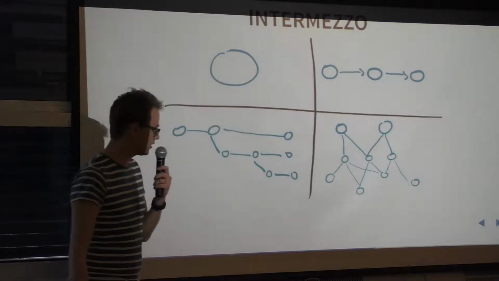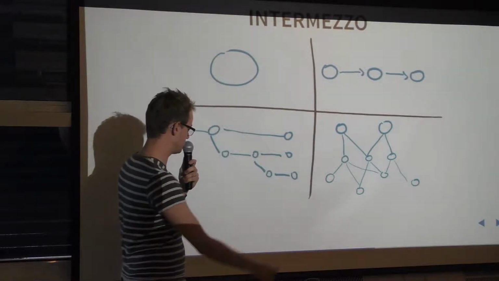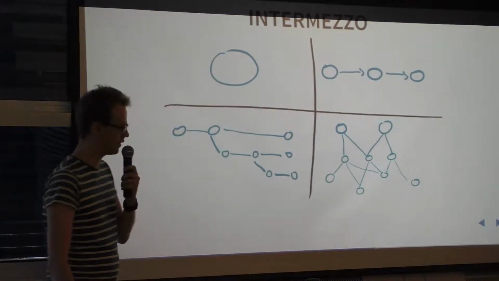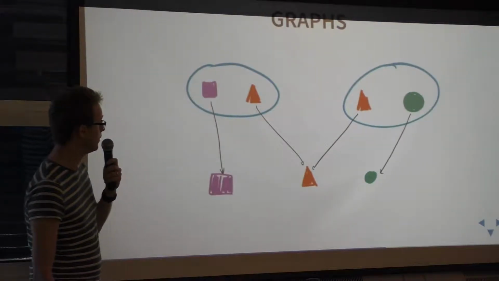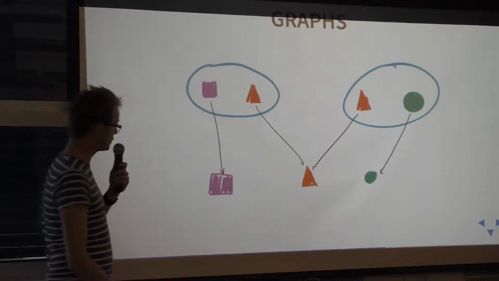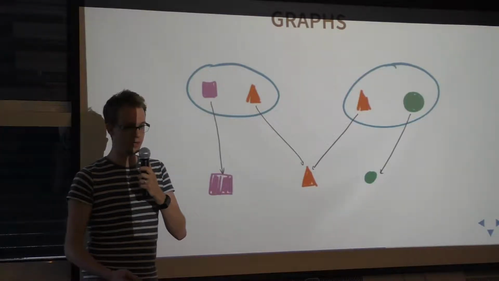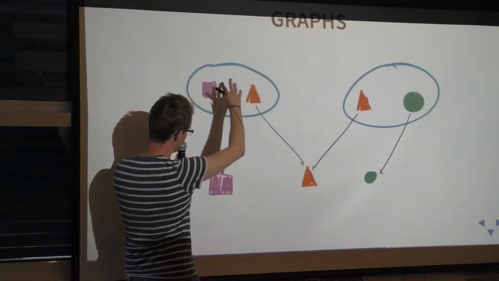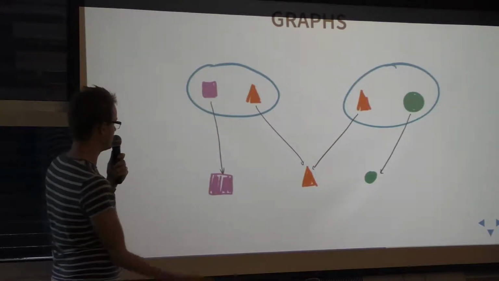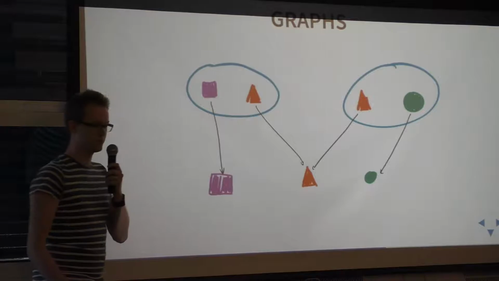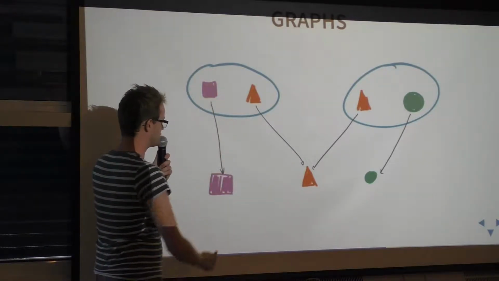The next step, I would argue, is that you would have systems that are a bit more complicated, that look like graphs. And that's actually precisely the model that is behind Nix. So in Nix, you just declare what you want to be in your system in the end. So in these two blue circles, I declare two different system configurations, and I say let there be a purple square and let there be an orange triangle.